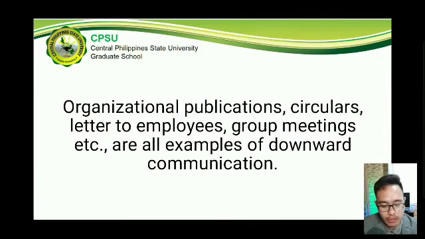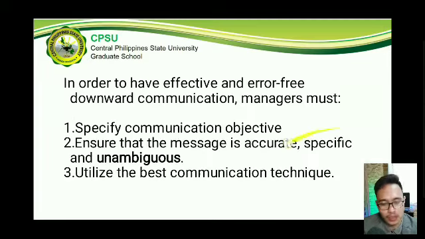In order to have effective and error-free downward communication, managers must specify the communication objective. Like what I said earlier, it is important to highlight the objectives of the organization. Also, ensure that the message is accurate, specific, and unambiguous. When we say unambiguous, it means that it is not open to more than one interpretation. A clear and concise message will help ensure that the workers will remember the idea, solution, information, and so on. And the next one is to utilize the best communication technique.